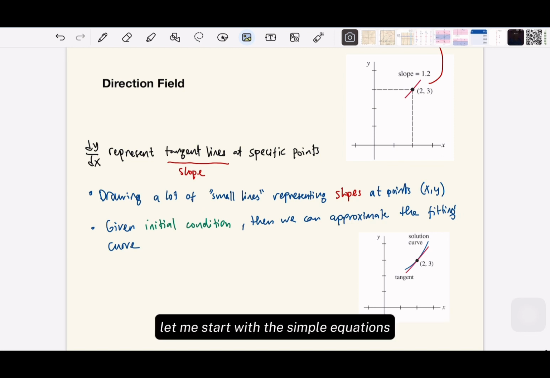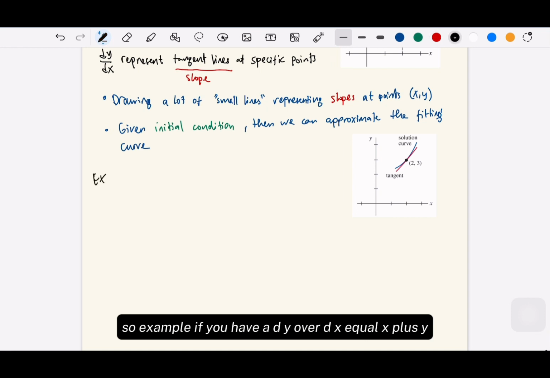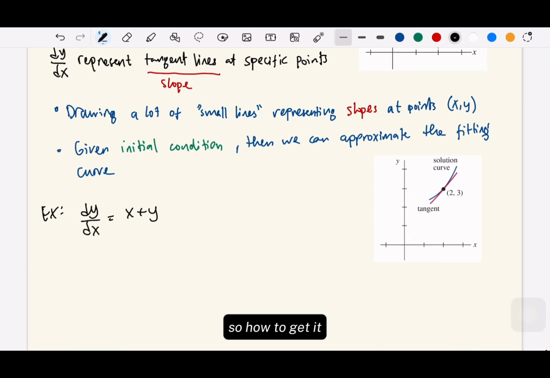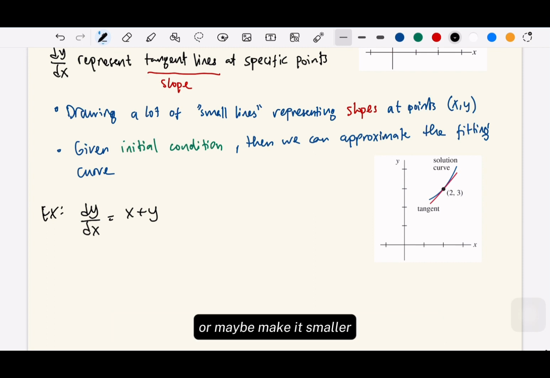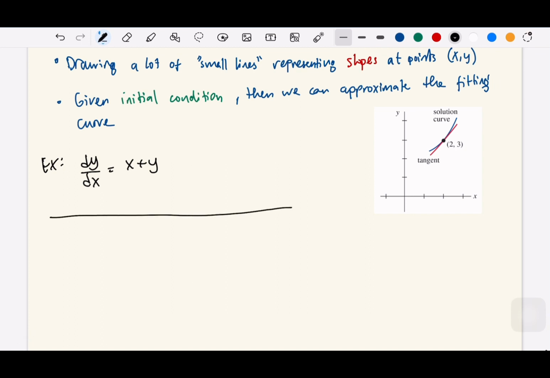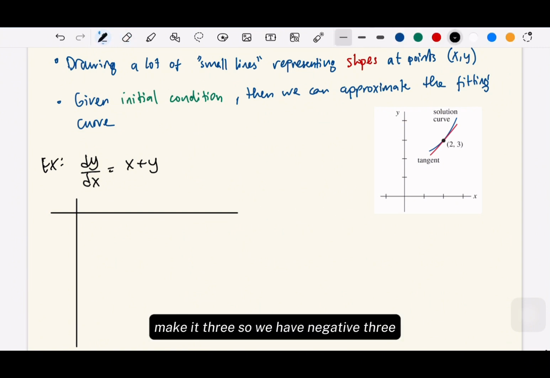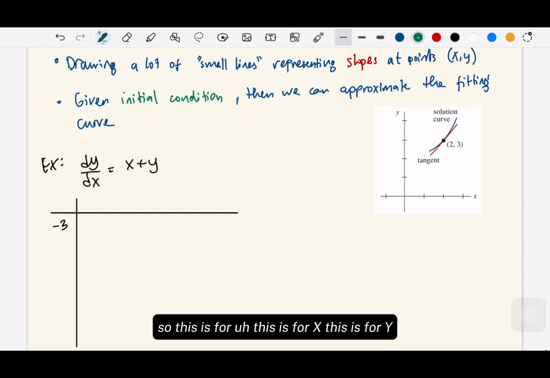Let me start with the simple equations. For example, if you have dy over dx equals x plus y. Here this is very simple. So how to get it? Maybe we could say we check the interval from -4 to 4, so x equals -4 and x equals 4, and then also checking with the same y, -4 to 4. Or maybe make it smaller. We could say 3. So first we take our time to make a table. Make it 3, so we have -3. This is for x, this is for y.